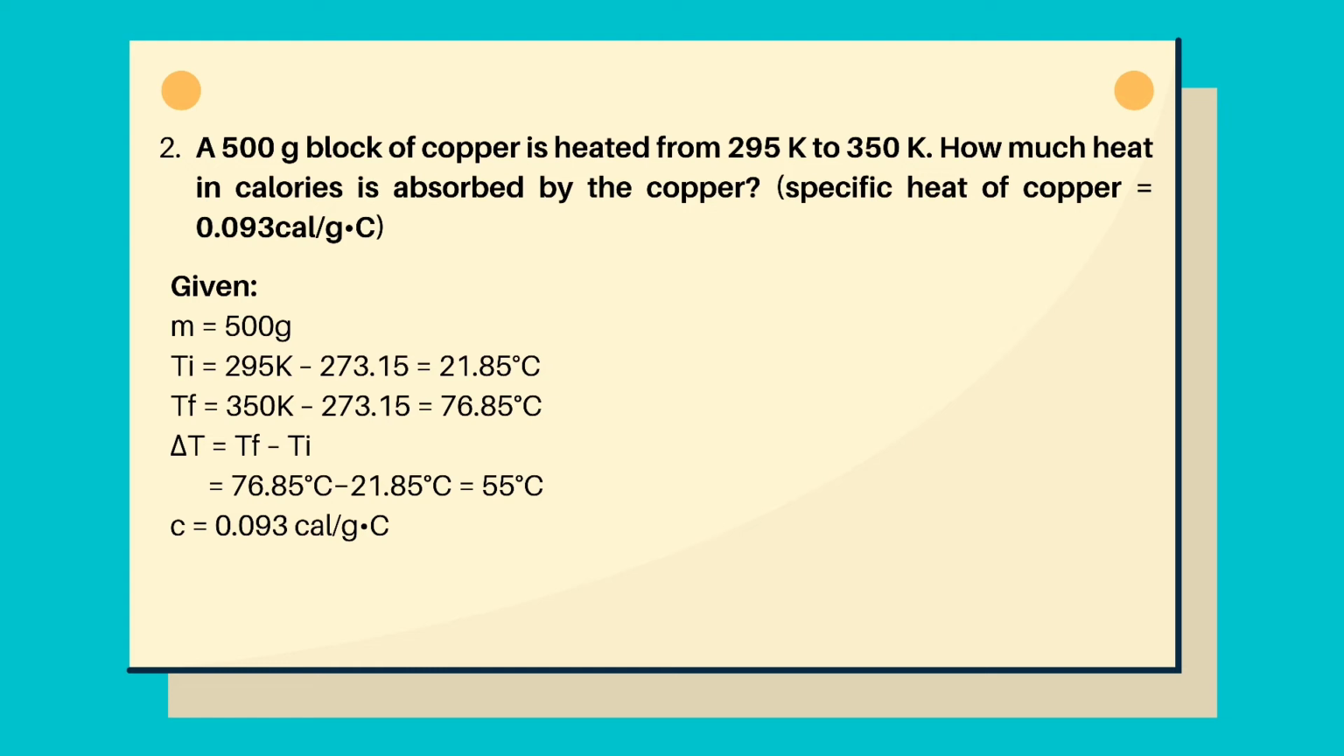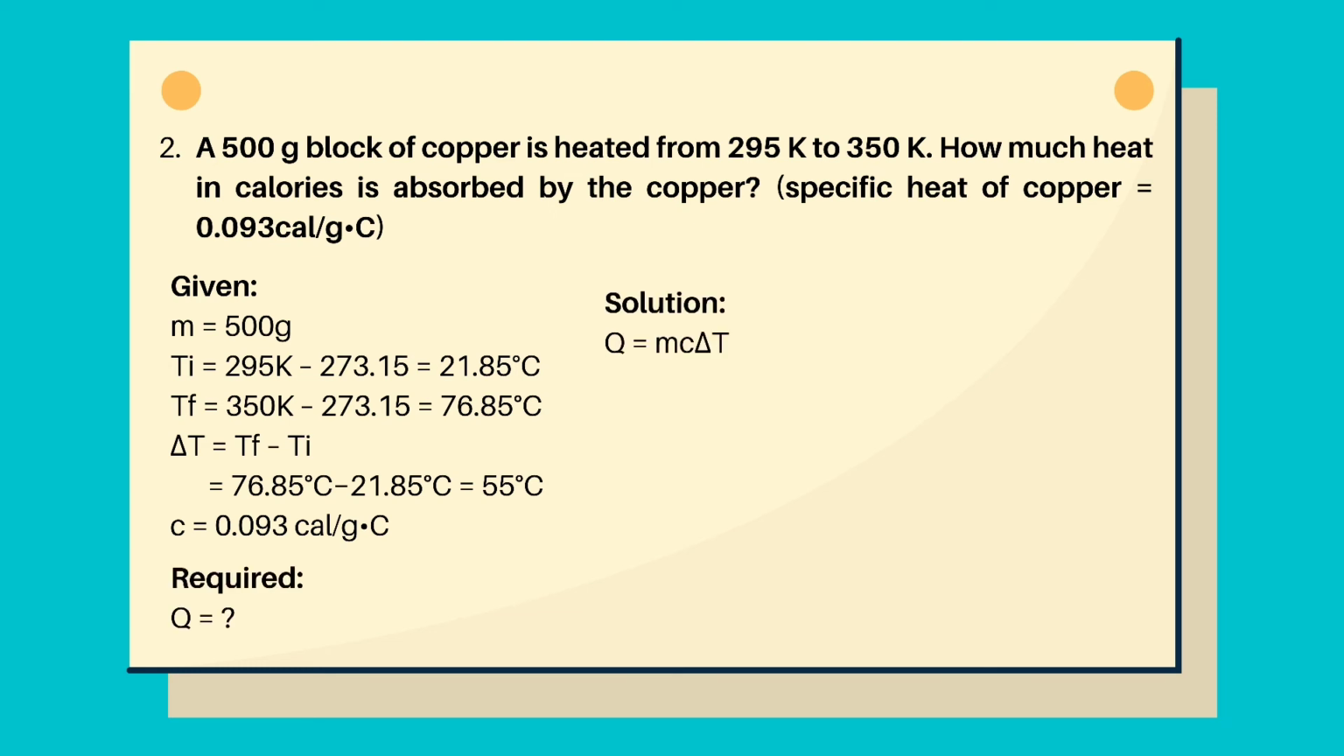And converting it to degrees Celsius, we have 350 Kelvin minus 273.15, which is equal to 76.85 degrees Celsius. So, for the change in temperature, we have 76.85 degrees Celsius minus 21.85 degrees Celsius, which is equal to 55 degrees Celsius. And for the specific heat of copper, we have 0.093 calories per gram degree Celsius. The required for this problem is the heat.